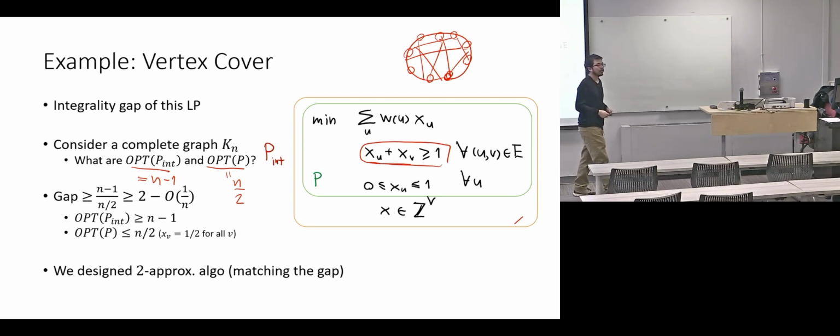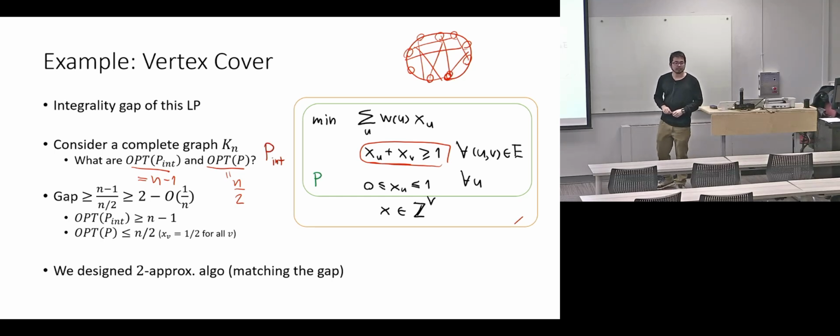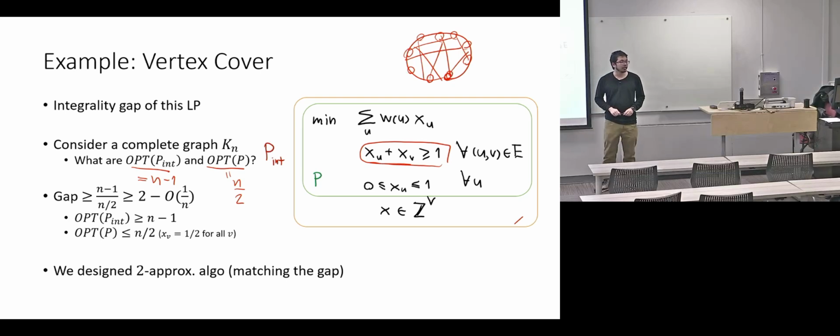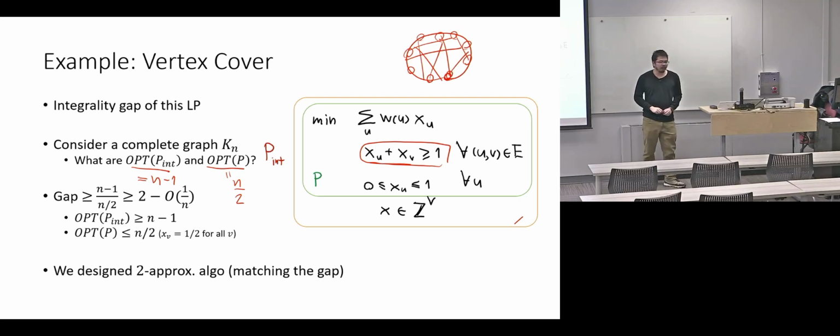So does this gap always hold for vertex cover, or is this just the gap in the complete graph case? For some graphs, you can get better. For example, if the graph is a forest, you can actually show that it should be better.